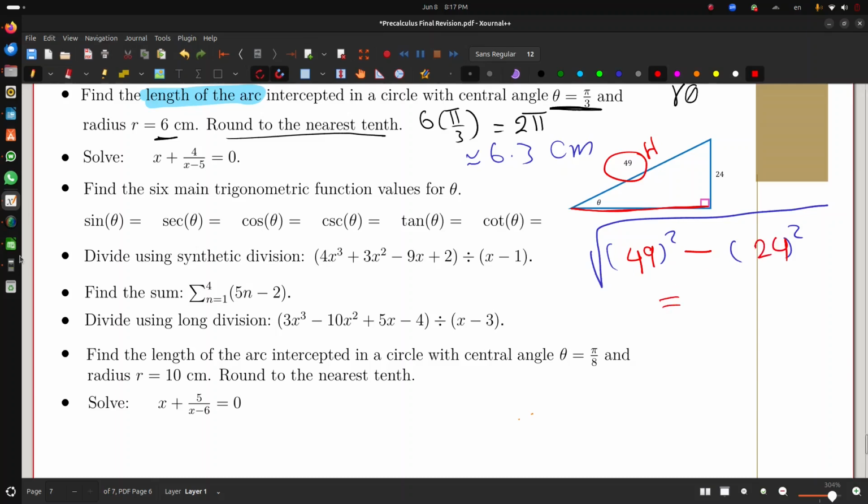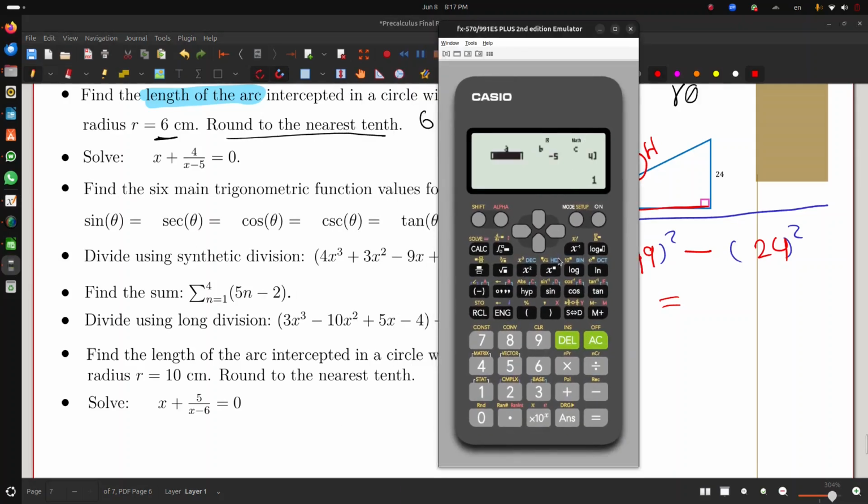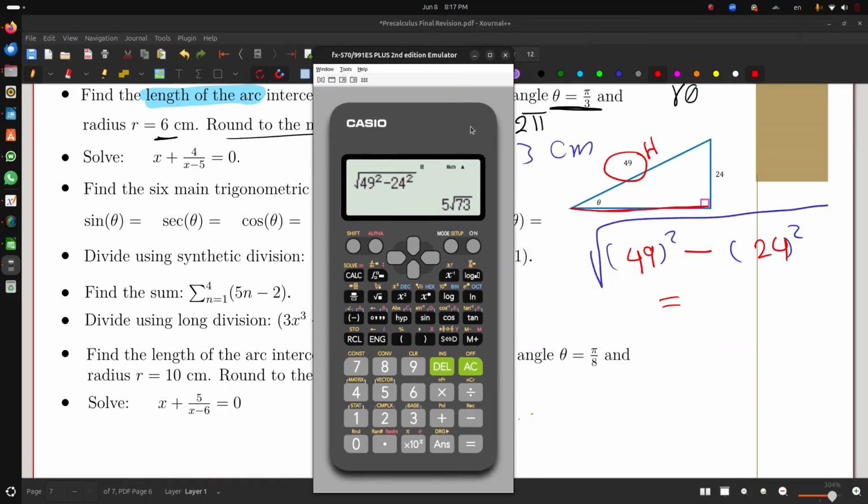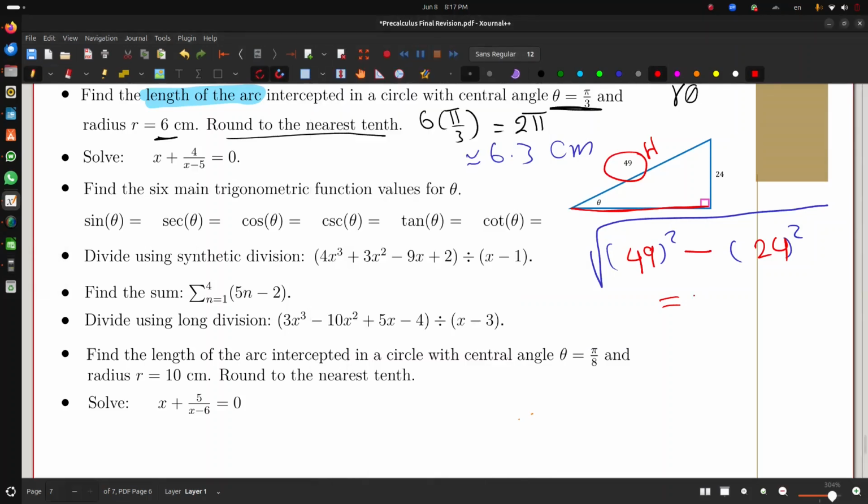You will calculate it like this. Square root of 49 squared minus 24 squared, and it will be 5 root 73. It will be much easier, inshallah, if you have it in your exam, but this one is 5 root 73.